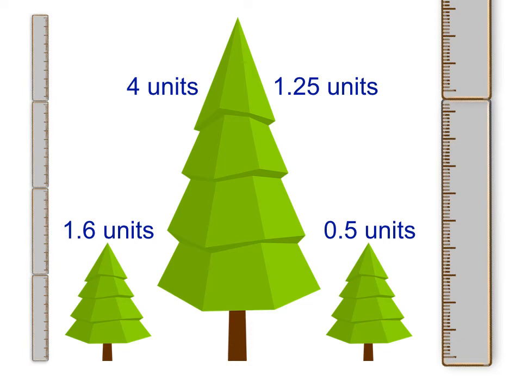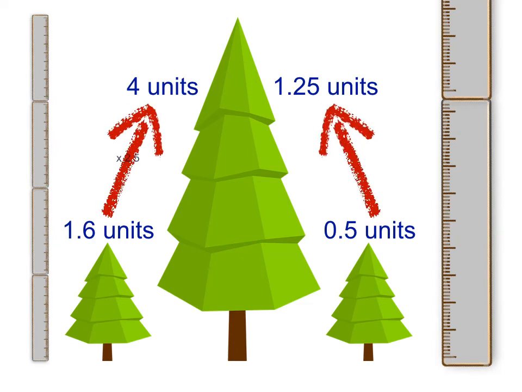If I was to use the exact same measuring length, it doesn't matter which year I choose, right? If I was to use the exact same measuring stick for my measurement, we see that we're going from 1.6 units up to 4 units, or I'm going from 0.5 units up to 1.25 units. Now, if I go with either one of these, I can see that the tree has grown by 2.5 times.